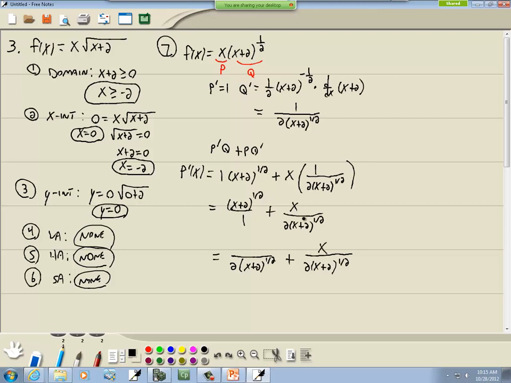Now this one already has it, so we'll leave it alone. Here I multiplied the bottom part by 2 times (x plus 2) to the 1/2, so I have to multiply the top part by it. So I got (x plus 2) to the 1/2 times 2 (x plus 2) to the 1/2. So I got a 2 up on top. (x plus 2) to the 1/2 times (x plus 2) to the 1/2. You add the exponents. 1/2 plus 1/2 gives us 2/2. And the denominator stays as is.